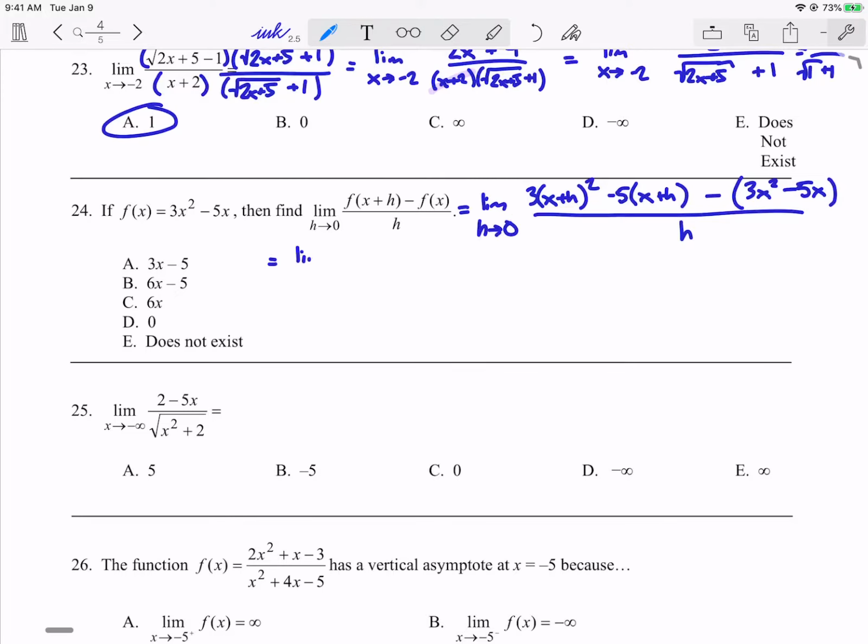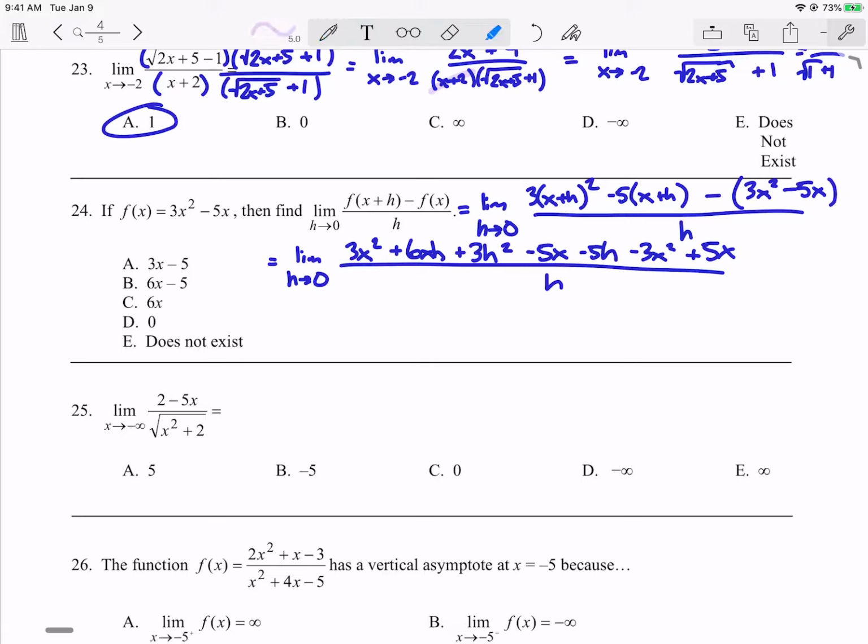So then I've got the limit as h goes to 0. I've got to expand everything on top. So I end up with 3x squared plus 6xh plus 3h squared minus 5x minus 5h minus 3x squared plus 5x, because I was careful to distribute that negative correctly at the end. And then 3x squared minus 3x squared, negative 5x plus 5x, those cancel.